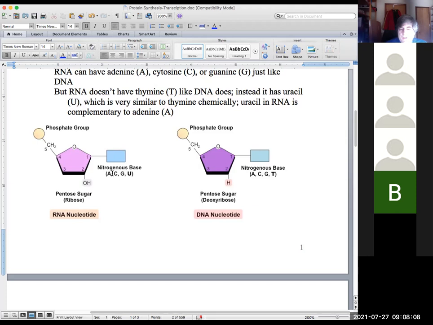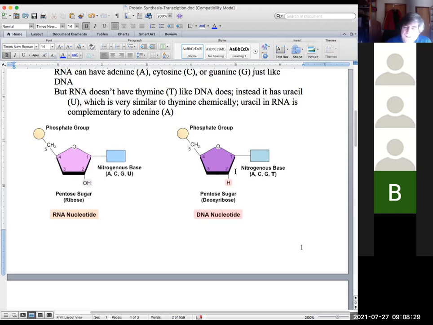Now, just like DNA, RNA is a long molecule. It's not as big as DNA is. DNA can be 150 million nucleotides bonded together. RNA is typically a few thousand, maybe only a few hundred. So it's not as big as DNA, but it's still a huge molecule.